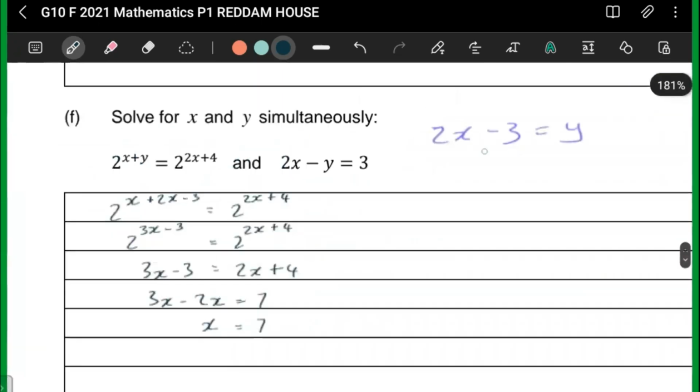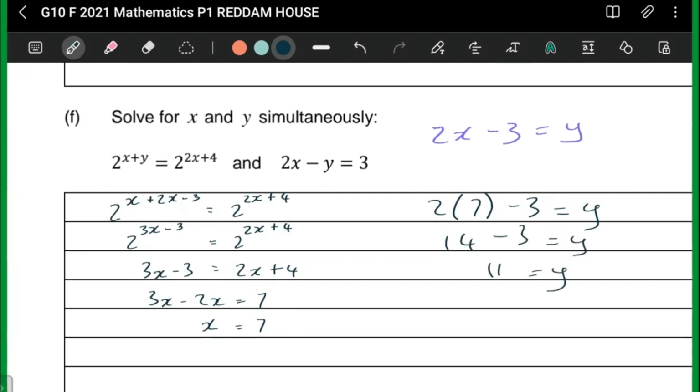So you're going to throw 7 there. You see 2, throw a 7 there. This is like 14 minus 3. Your y value is an 11. You see. So again, the game is to not panic. Just be open-minded when you work out these kinds of questions.